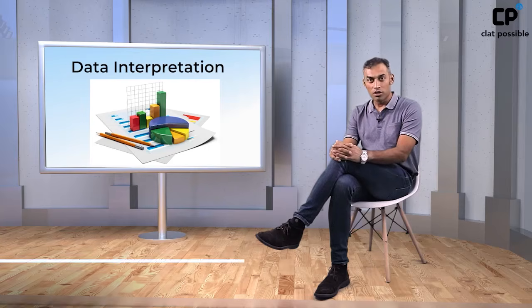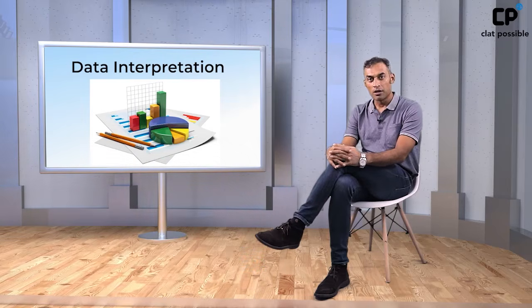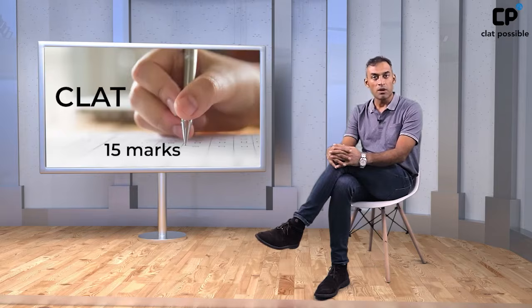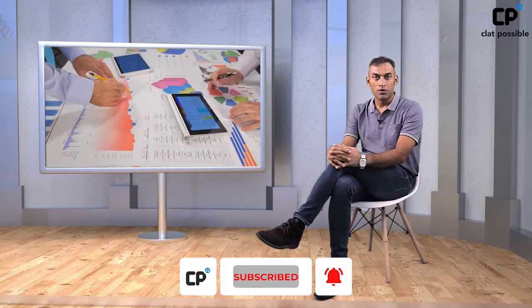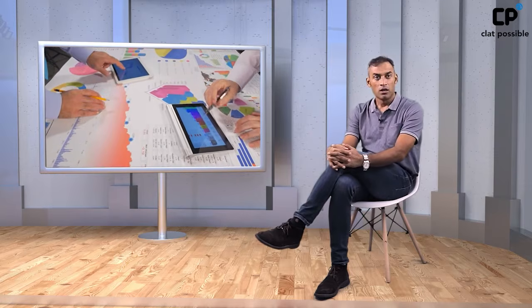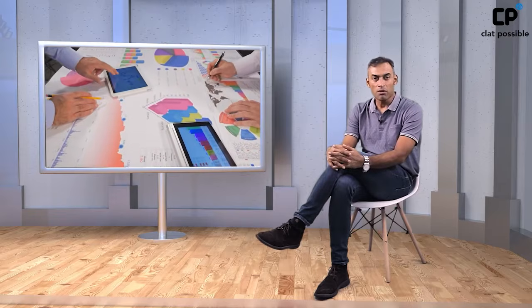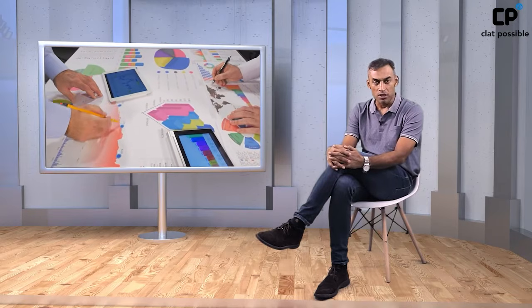So data interpretation is one of the most interesting areas to prepare for CLAT, and it has 15 marks in the CLAT paper. In order to do well in this section, which is basically about interpreting data which can be in different forms like a table set or a caselet or a bar chart, pie chart or a histogram, there can be many forms in which the data can be represented, but essentially they are testing you in terms of your very basic math skills.